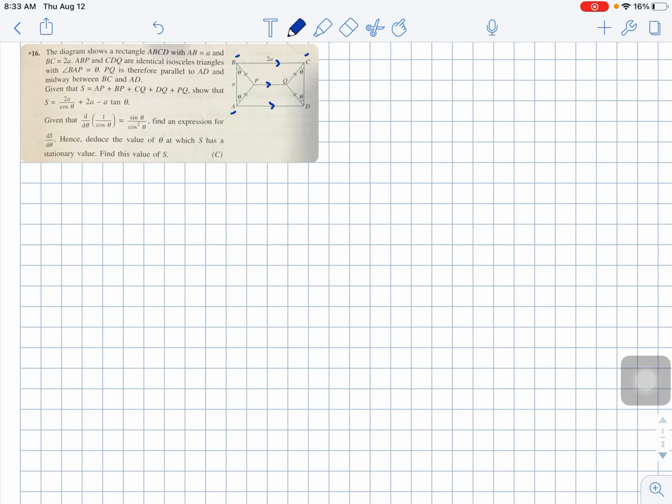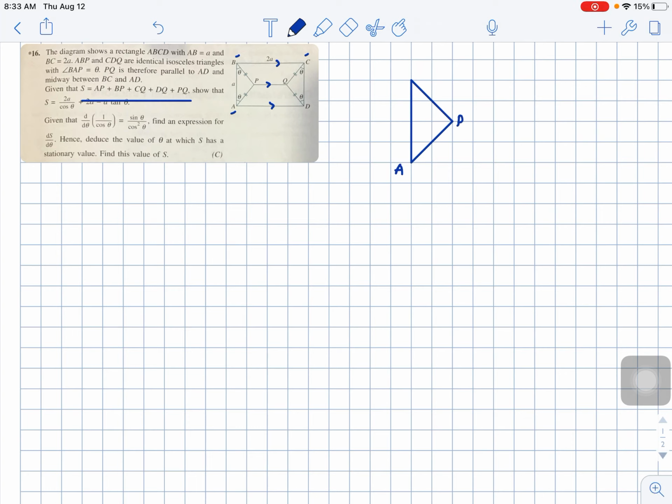Okay. Now they want us to show the expression of the S. And what is S? It has been detailed to us. So first we have to find the length of AP. In order to do that, let me illustrate it here.